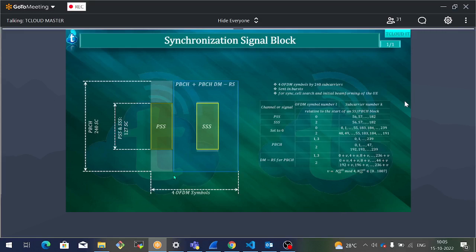So what is the standard knowledge about the synchronization signal block? It must occupy 240 subcarriers in total in the frequency domain. In the time domain, it will have to occupy 4 OFDM symbols. So that's the kind of box that they have put: 240 subcarriers, which is equal to 20 resource blocks, and 4 OFDM symbols. Wherever they have placed it, it doesn't matter.